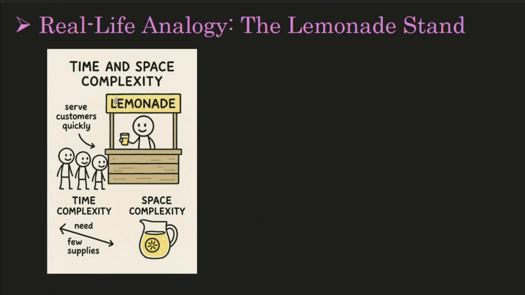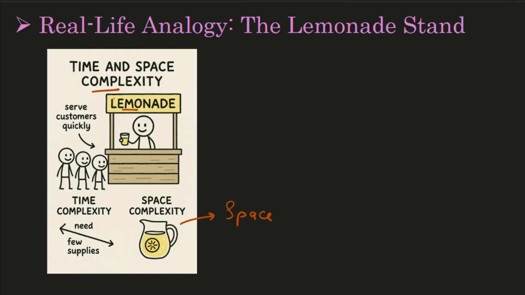Imagine you're running a lemonade stand. You want to serve your customers quickly, that's time complexity, and make sure you don't need too many supplies or space to store them, that's space complexity. As more customers show up, you need to know how your serving speed and storage needs change. Time and space complexity help us predict this for computer programs, so we can choose the best way to solve a problem.